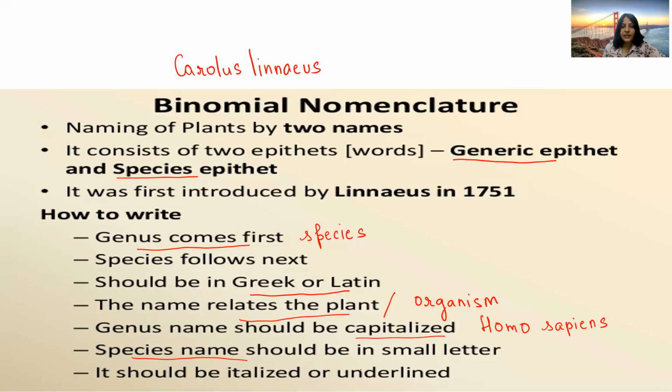It should be italicized or underlined. If I'm writing with hand, I will underline both the names separately. So this is how we write the binomial nomenclature. Now let's come to the organism that we started with earlier. That is leopard.